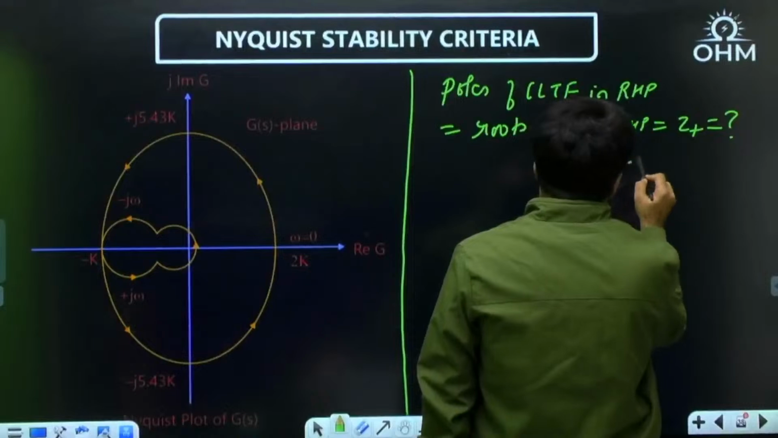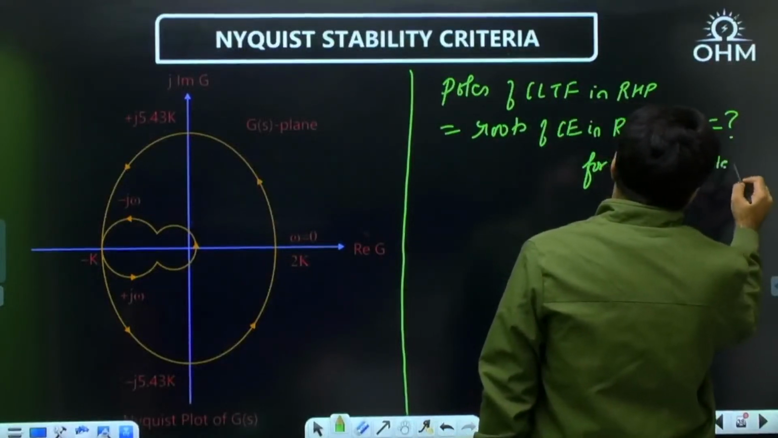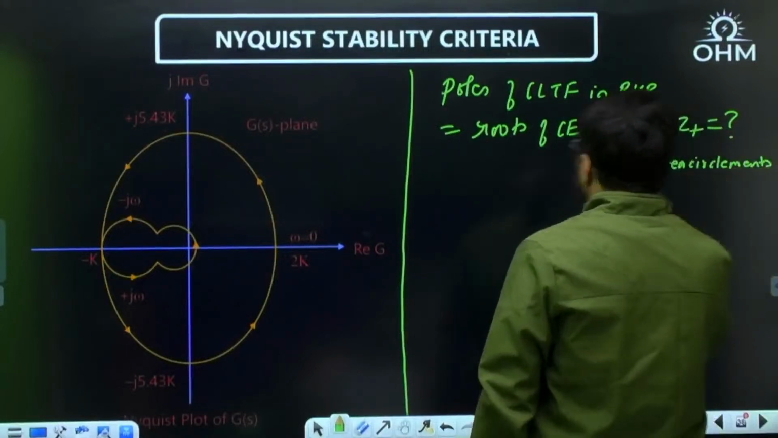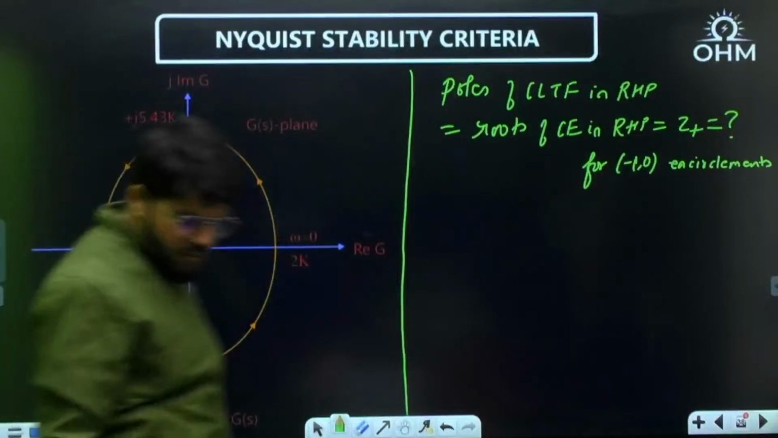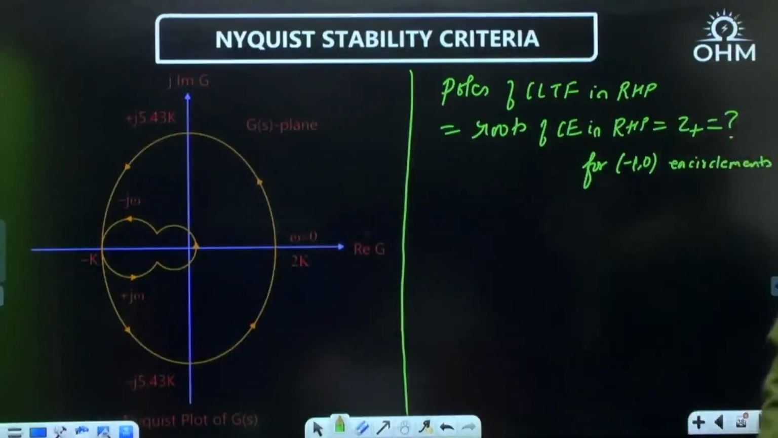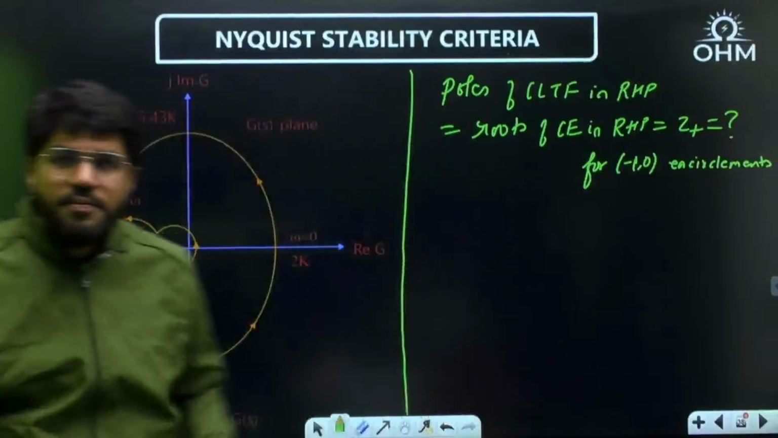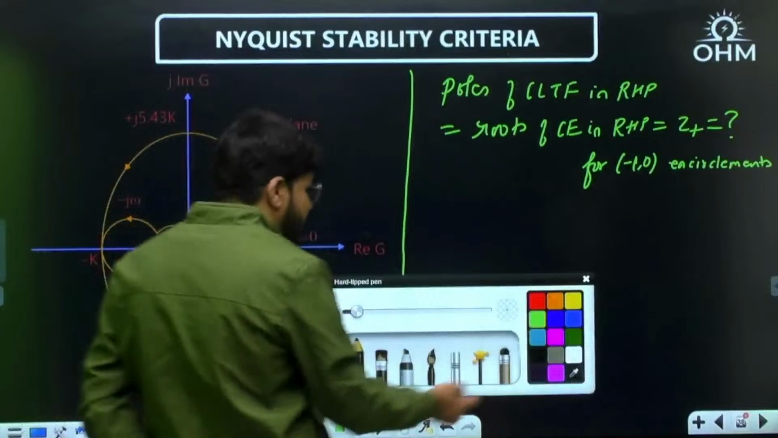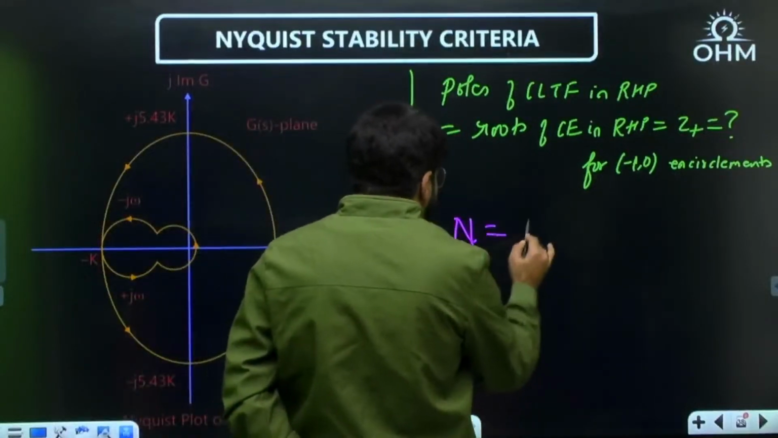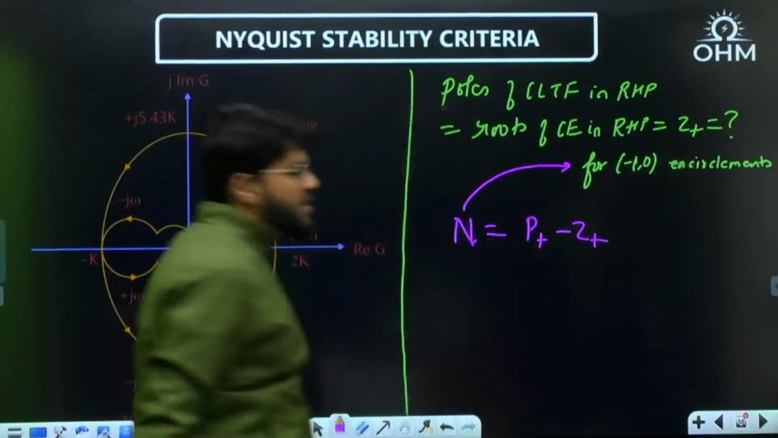Z plus for what encirclement? For -1, 0 encirclements, when you consider N as the encirclement of -1, 0. Roots of the characteristic equation in RHP, which is Z plus. Clear? Now, what is the formula that we apply? The formula is N equal to P plus minus Z plus. Which N? The -1, 0 encirclement.